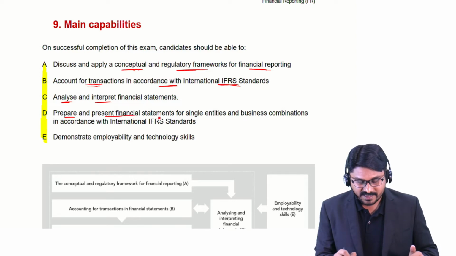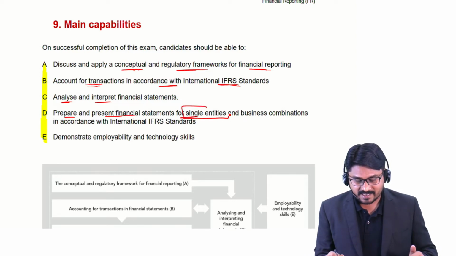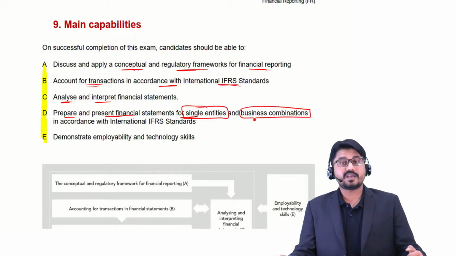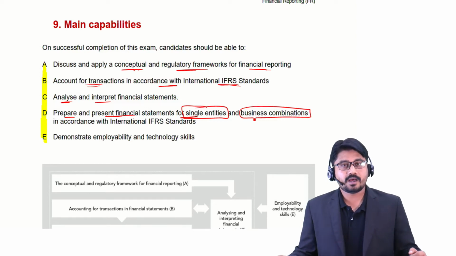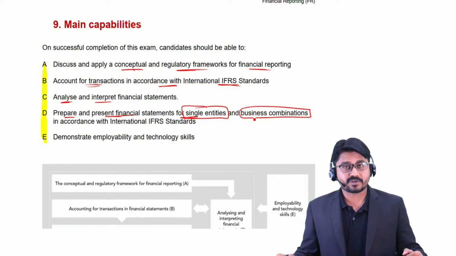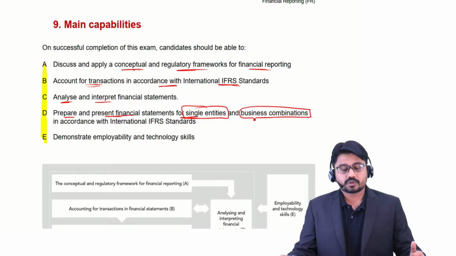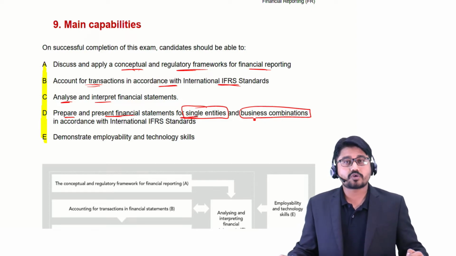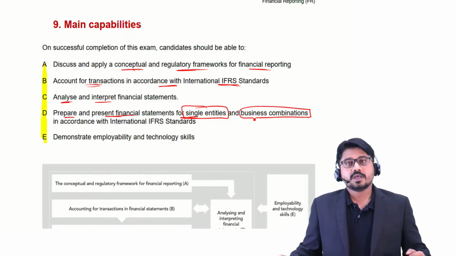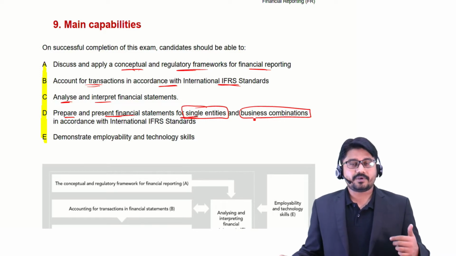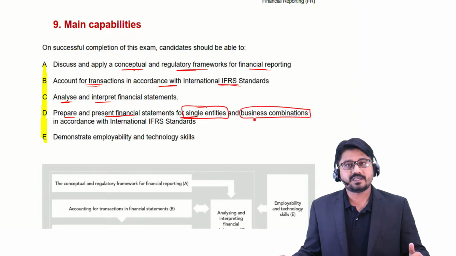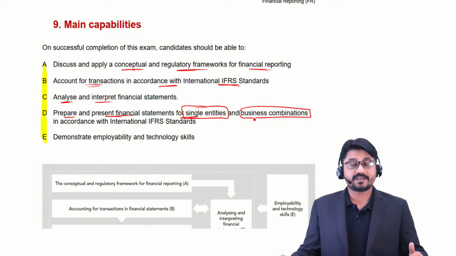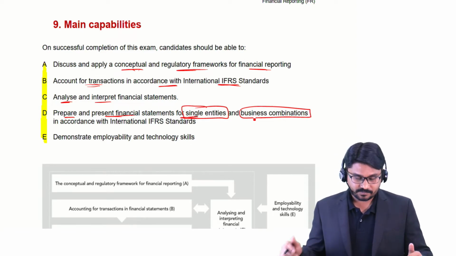Next, prepare and present financial statements of single entities and business combinations. Business combination means two or more companies prepare accounts by summing up the results of two or more companies. The concept name is consolidation, or group accounts. So at FR level, we cover all the things with respect to a single company's financial statements as well as the results of consolidated group companies.